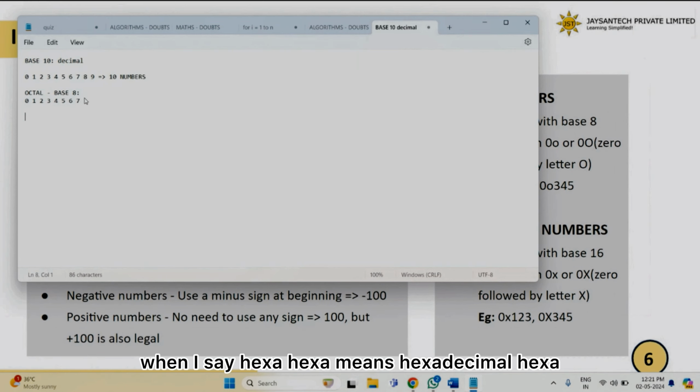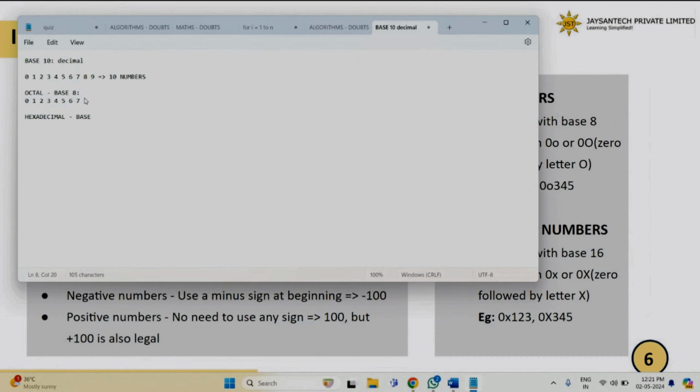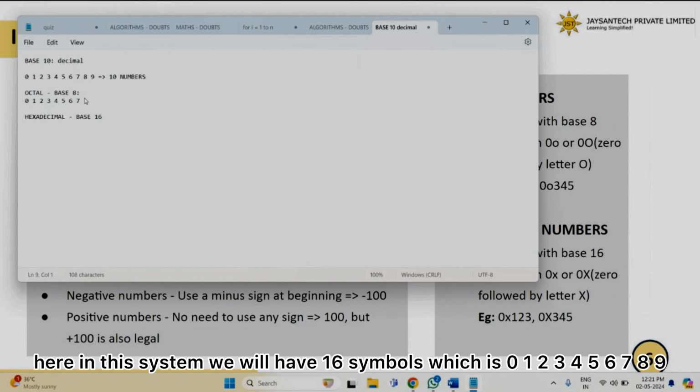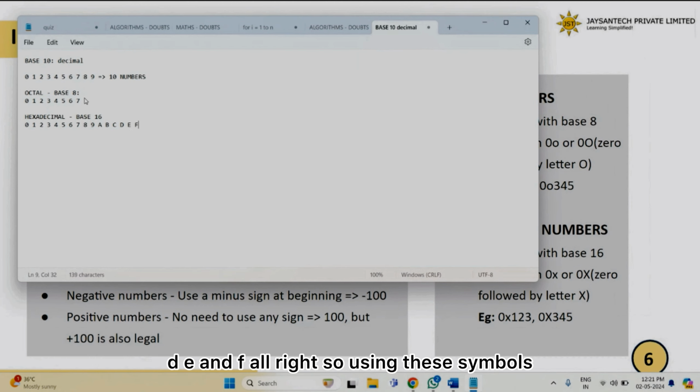Then when I say hexa, hexa means hexadecimal. Hexa means 6, right? 10 plus 6 means base 16. So in this system, we'll have 16 symbols, which is 0, 1, 2, 3, 4, 5, 6, 7, 8, 9. These are 10 symbols plus A, B, C, D, E, and F. All right. So using these symbols, we will be writing the numbers.